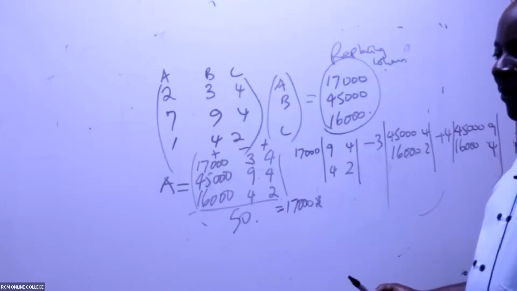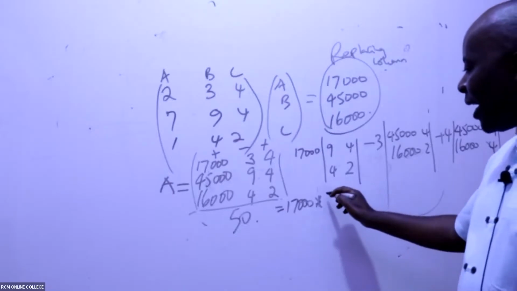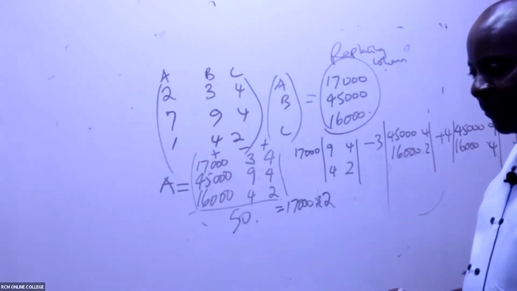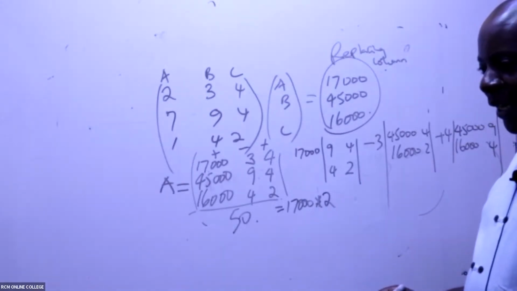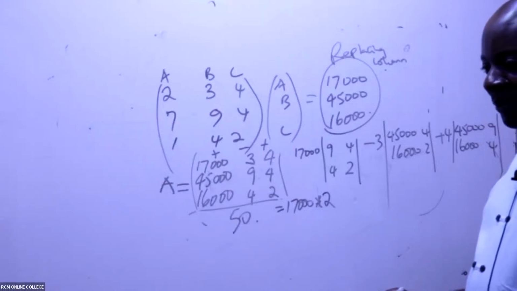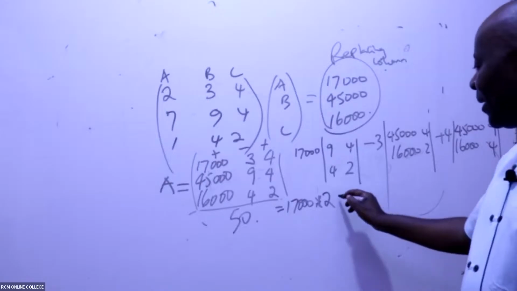Yeah, so 9 times 2 minus 4 times 4, which gives me what here? Is there somebody who's getting 2? Somebody who is getting 2 by any chance there? Yeah. And then we come and say minus 3.